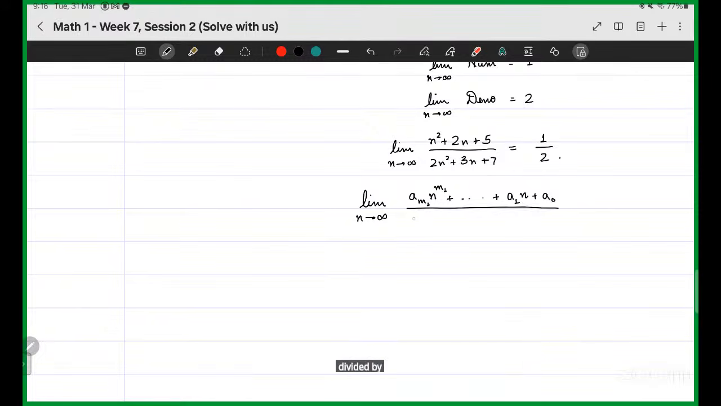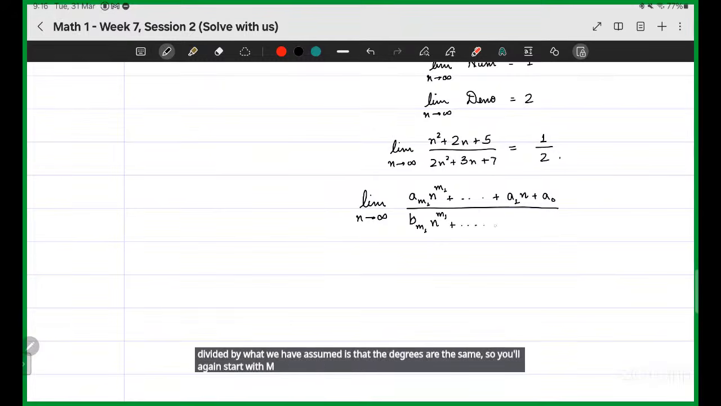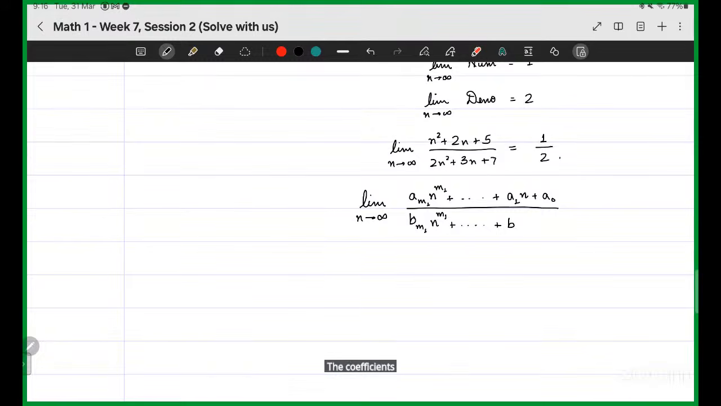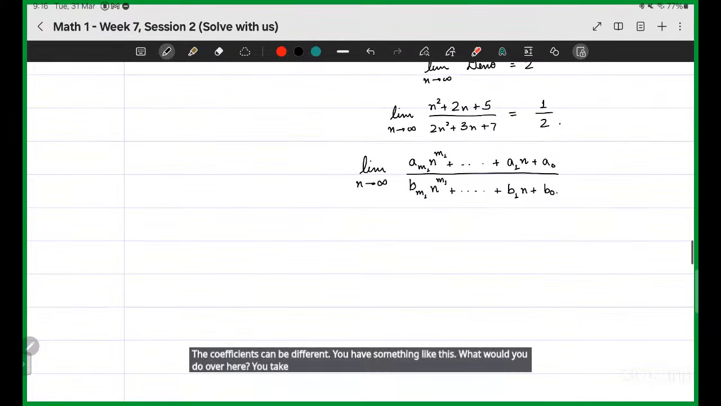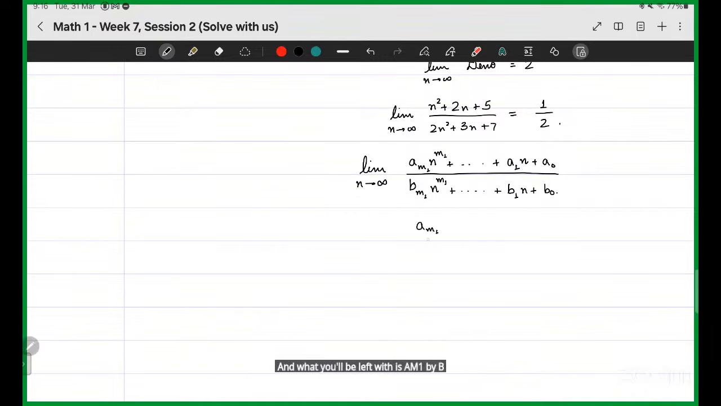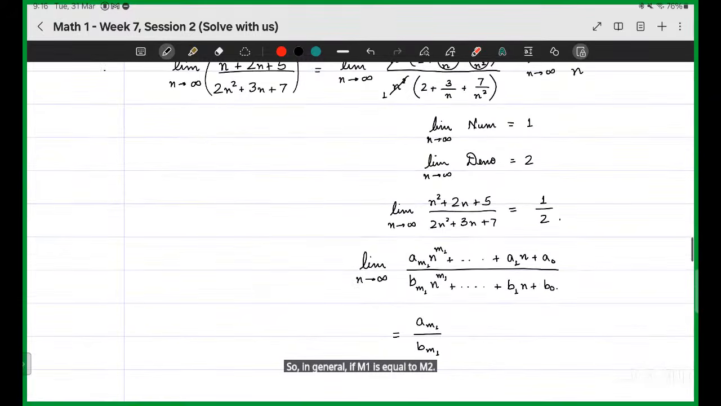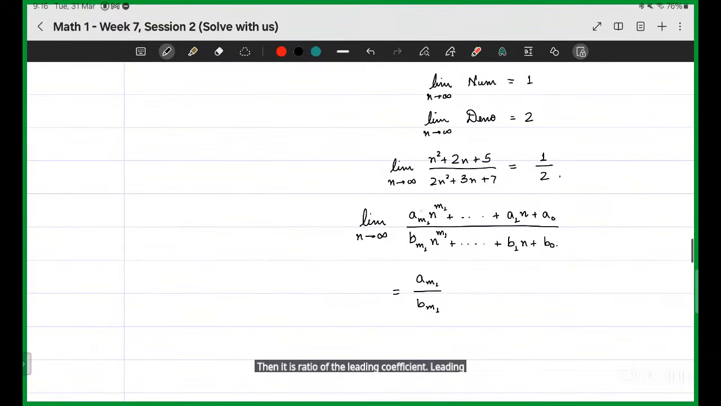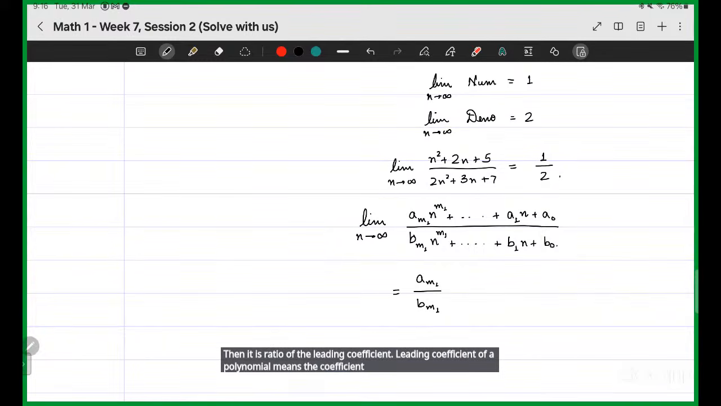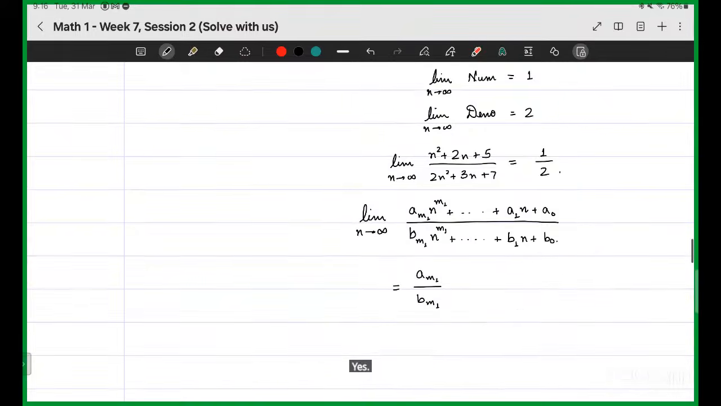Divided by, what we have assumed is that the degrees are the same. So you'll again start with degree m1 only. The coefficients can be different. You have something like this. What would you do over here? You take n to the power m1 as common, and what you will be left with is a_m1 by b_m1. Is this clear? Yes, sir. So in general, if m1 is equal to m2, then it is the ratio of the leading coefficients. Leading coefficient of a polynomial means the coefficient of the highest degree term. Yes, sir. So that's what happens.